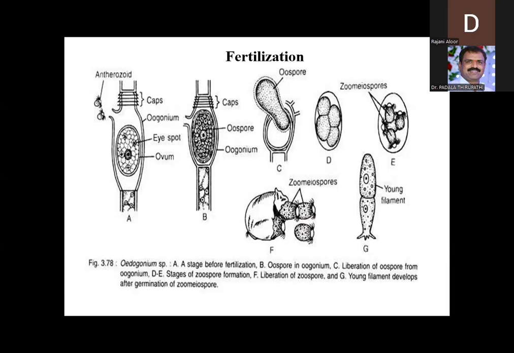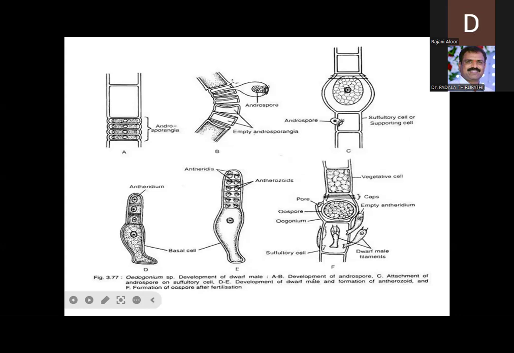Now, for fertilization, the antherozoid swims through the opening of the oogonial wall and enters the egg, and one highlighted spot is there. That spot is called the receptive spot. One second, I'll show the picture. See, this is the pore, called the receptive spot, through which the male enters. Only one male antherozoid is able to fuse with the ovum. See, these are the male reproductive organs, the dwarf male antheridia. Through the receptive spot, only one male enters to fuse with the oogonium.